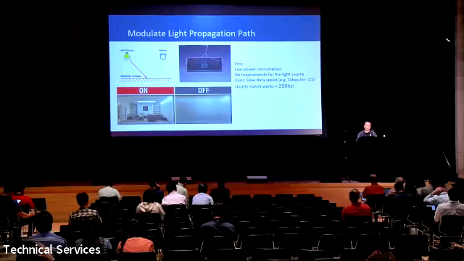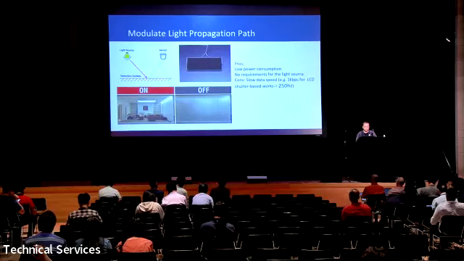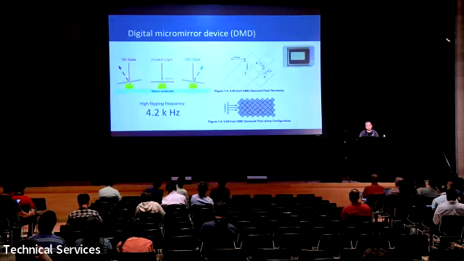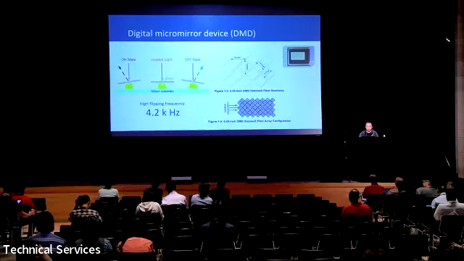The reason is that there is a physical limitation for the LCD shutter. The transition time between two states, on and off, is 4 milliseconds. So the maximum flipping frequency for an LCD shutter is 250 hertz. There's also another device called a digital micromirror device. Actually, there are millions of micro mirrors inside. The diameter is around 10 micrometers. What is important is that it has a very high flipping frequency. It can be 4.2 kilohertz.